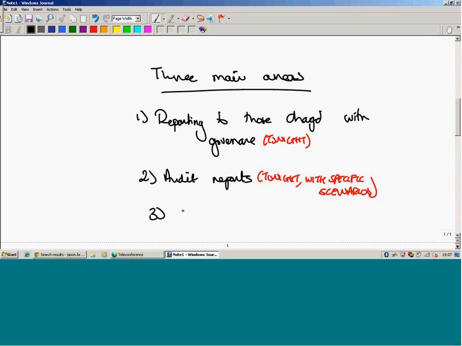The third possible area is issues reports, which we're going to think about tonight. Assurance reports, that is your study manual.